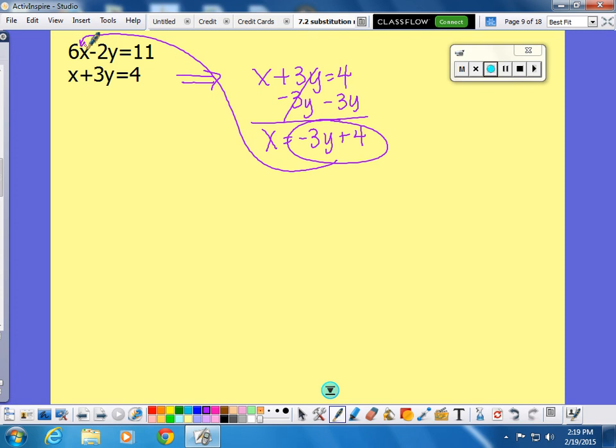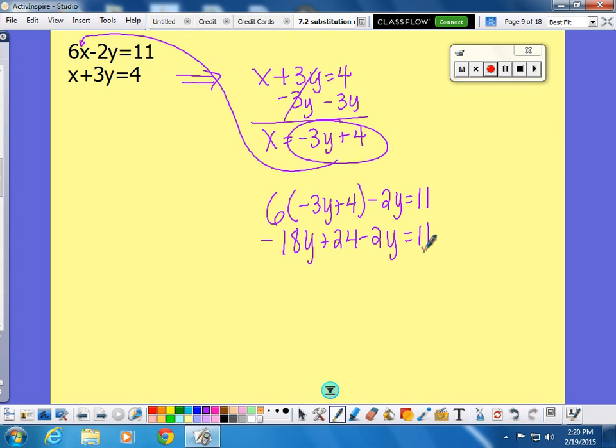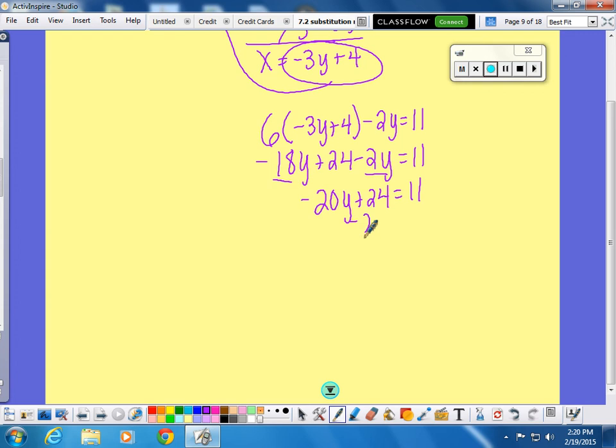Just like subbing into a ball game. I'm going to take that x out and put this -3y plus 4, which is equal to it, in its place. And then solve for y. Alright, do the distributive property. Combine like terms. So would you guys say the substitution or elimination method is easier? Substitution. Okay.